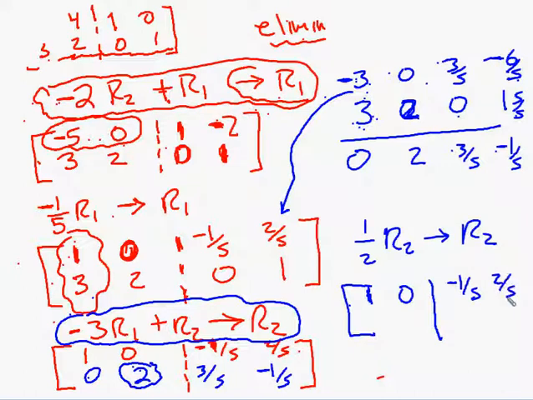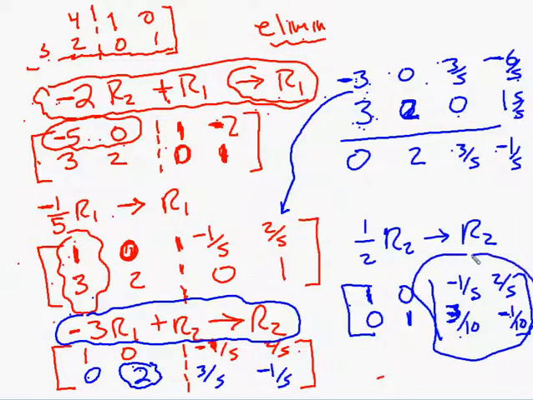Is 2/5 and 0, 1. A half of 3/5 is 3/10. That's a 3. It's a horrible 3, but 3/10. And half of negative 1/5 is negative 1/10. All right, so actually now we are done. We have our answer. This is our answer right here.